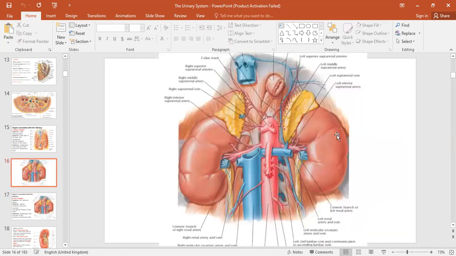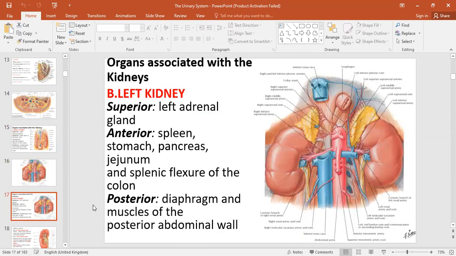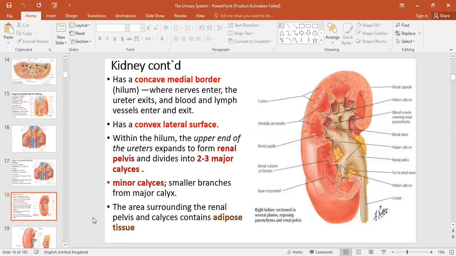There will be the spleen, the tail of the pancreas, the left colic flexure, where the descending colon is connected to the transverse colon, and also partly the stomach. Then the posterior relation of the left kidney is the same. We're looking at the psoas muscles and the abdominal muscles, the posterior abdominal wall muscles.